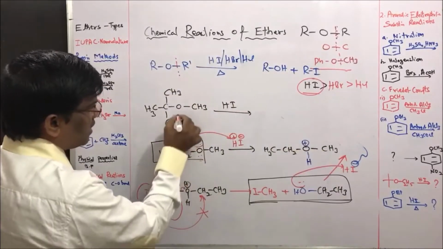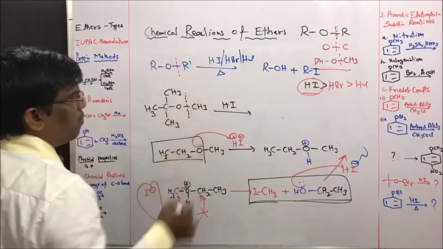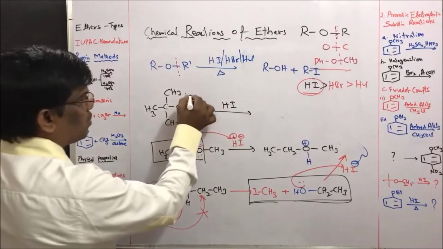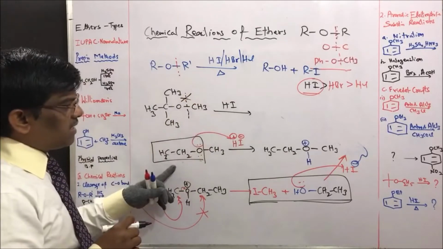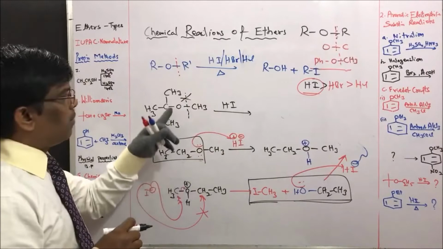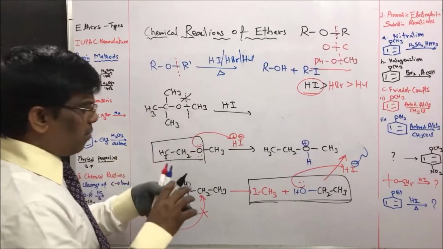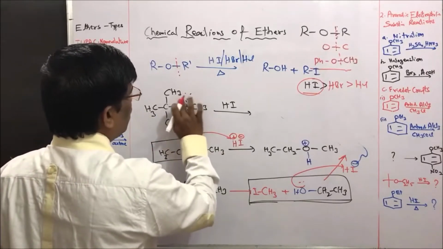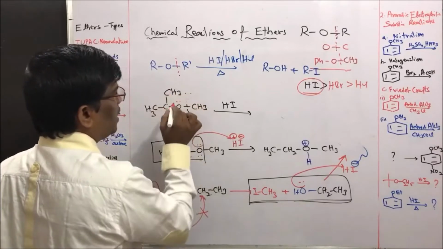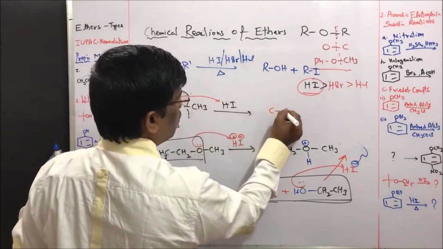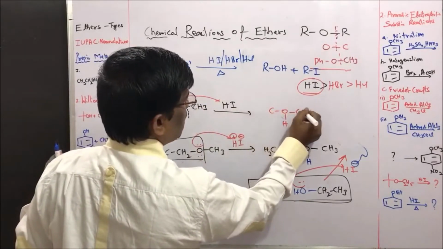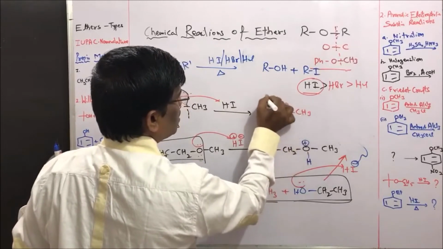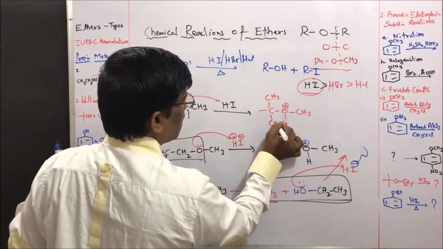In the previous example, the bulky group breaks away, but in this case it is not so, because there it was a primary carbon, but this carbon is a tertiary carbon. What is going to happen? No doubt it forms this intermediate: O with hydrogen, methyl group, and positive charge, with methyl and methyl on the tertiary carbon.